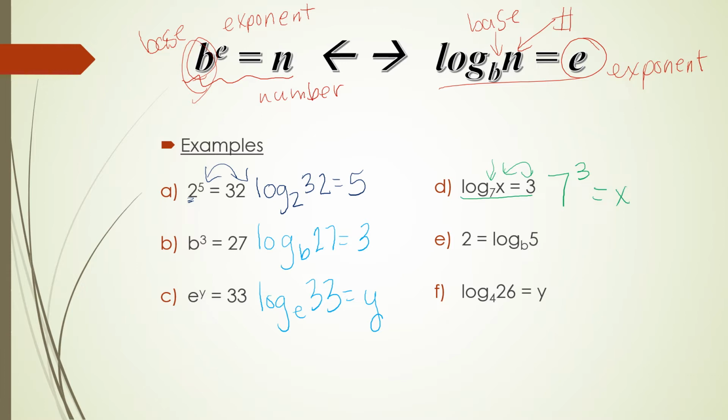Hey, pause this and try the next two. I'm sure you already caught that this is our base, and the 5 and the 2 trade places. B squared equals 5. And then this last one, 4 to the y power, is equal to 26. Good job. Let's look at a few rules.